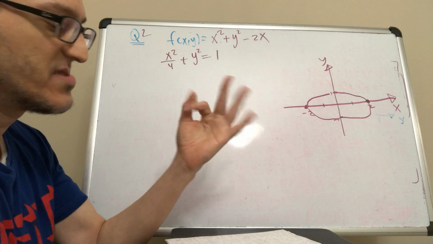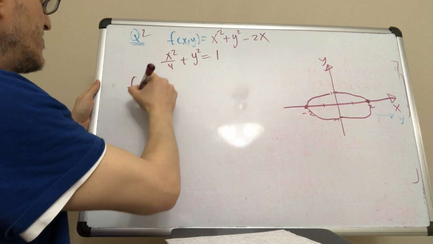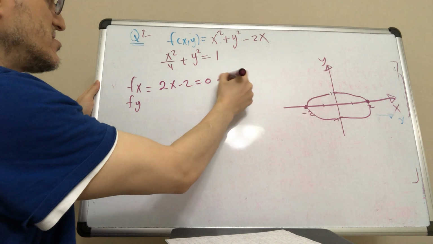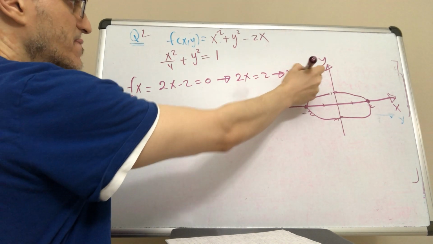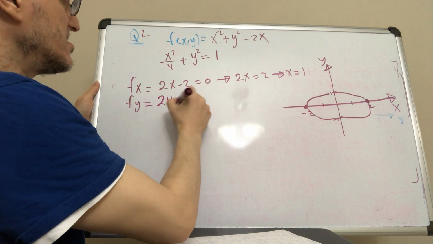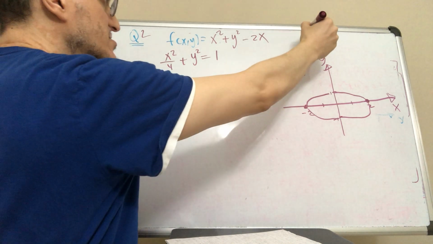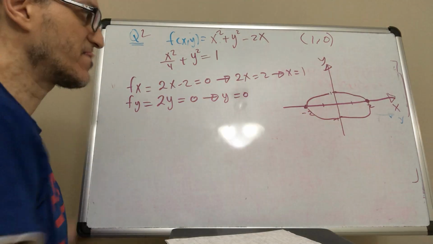Three things. Main critical. So we do the main critical first. So fx, fy: 2x minus 2 equals 0. 2x is 2, x is 1. For the y, we do the derivative in the y, so y is 0. So the main critical is x is 1, y is 0.